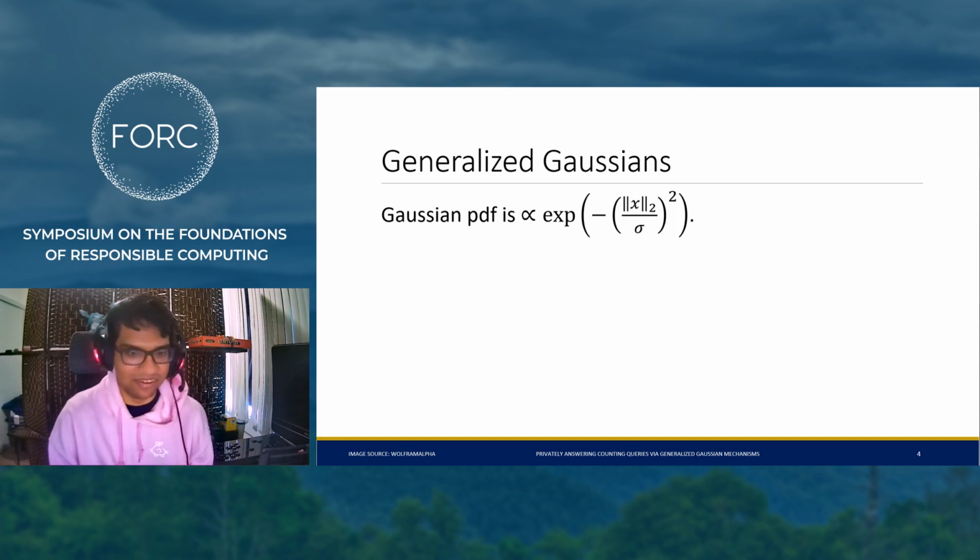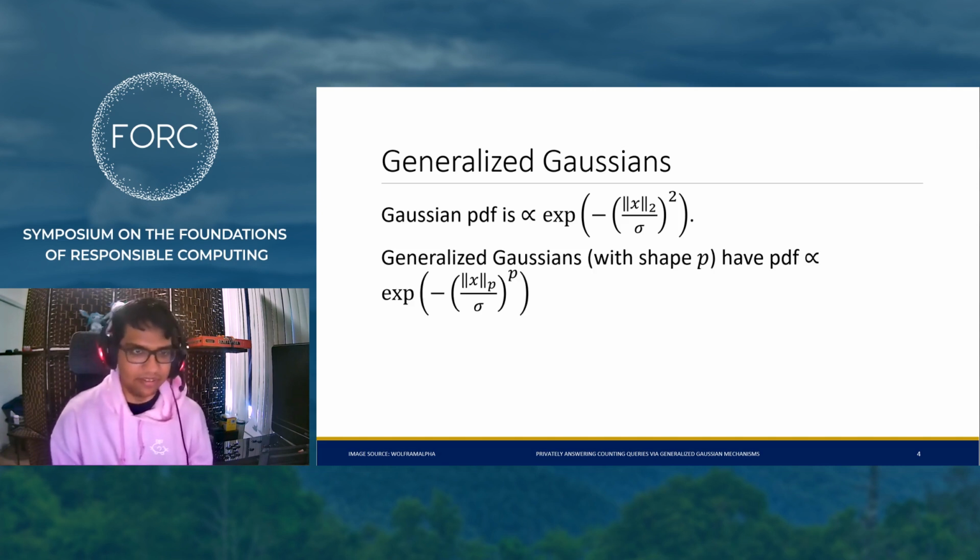Well, let's first talk about what a generalized Gaussian actually is. So recall that a Gaussian mechanism adds noise drawn from a Gaussian, and a Gaussian has PDF proportional to exponential in the negative L2 norm squared divided by some scaling parameter sigma. So all a generalized Gaussian is, we'll say the generalized Gaussian with shape parameter p, it just has a PDF that's the exact same as the Gaussian, except we replace the L2 norm and the squaring by the Lp norm and raising to the pth power.